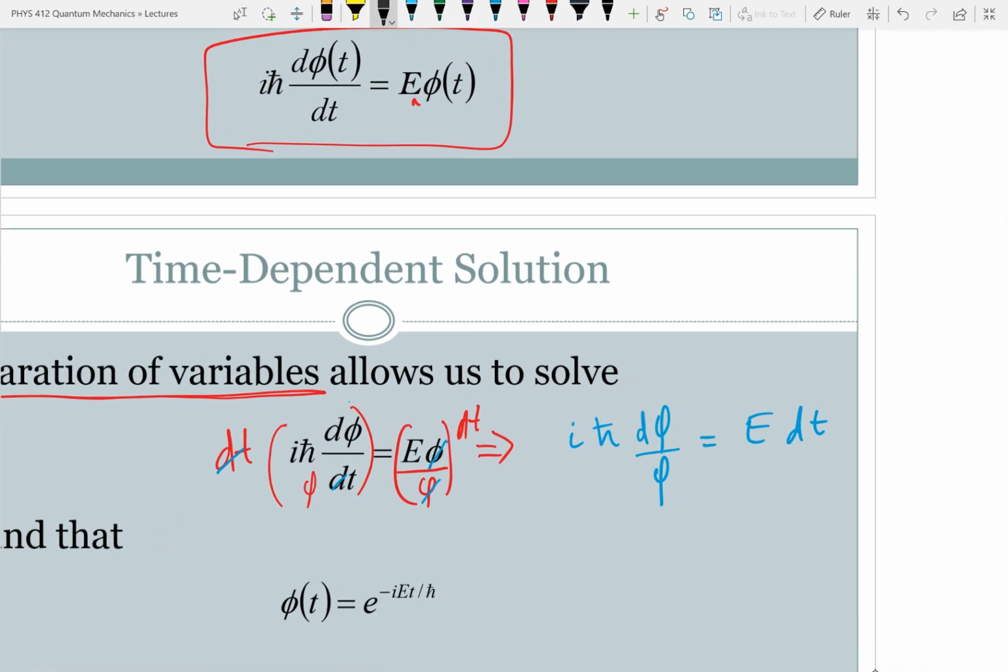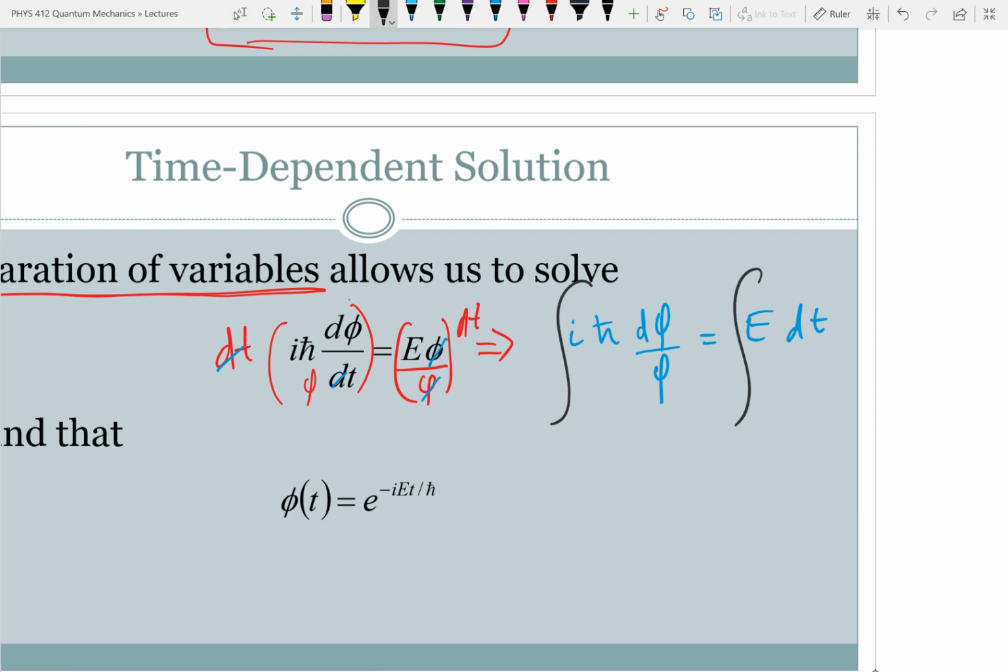So now we integrate both sides independently. So the left-hand side, if you integrate d phi over phi, that's going to give you, we still have the constant, so I keep the i h bar out there. On the right-hand side, integrate the E, or E dt, that's constant, so it's just E t. Now, of course, I didn't worry about plus C's here.